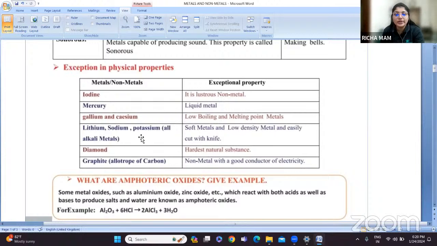Then lithium, sodium, potassium. These are all alkali metals, and they are very soft metals with very low density. Density is nothing but mass by volume. They have very low mass, so these metals can easily be cut with the help of a knife. Because of this low density, they are very soft in nature and can be cut with a knife.